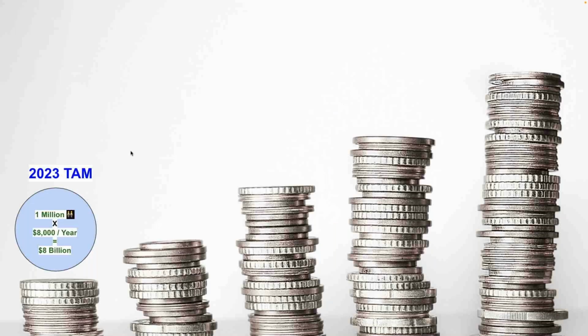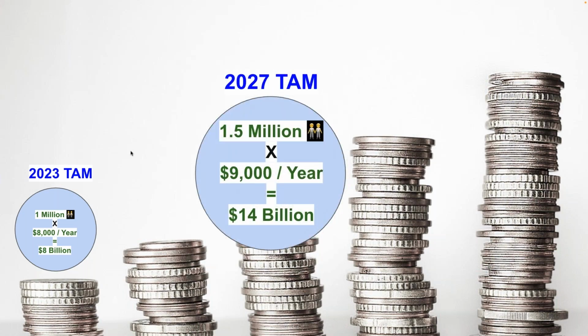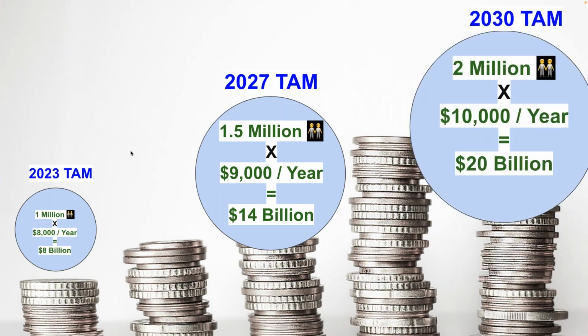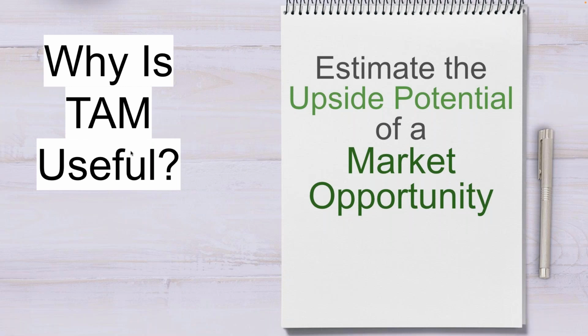Now, an important thing to understand about TAM is that markets change over time. It's very common for more customers to go into a market and more spending to go into a market over time, especially markets that are rapidly developing. So the total addressable market opportunity that exists does change as a market matures or, on the flip side, shrinks in value. Now, why is TAM useful? Why am I focusing on this number? The reason that it's useful is it allows investors to estimate the upside potential of a given market opportunity. I'm going to walk through the formula for figuring that out just in a little bit.